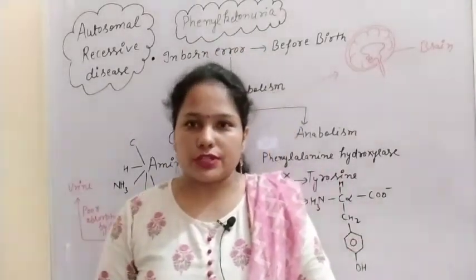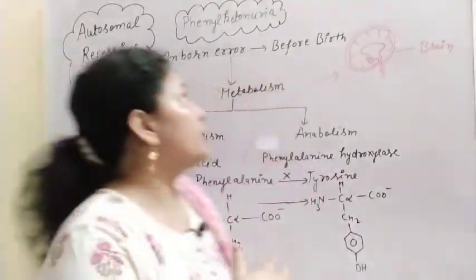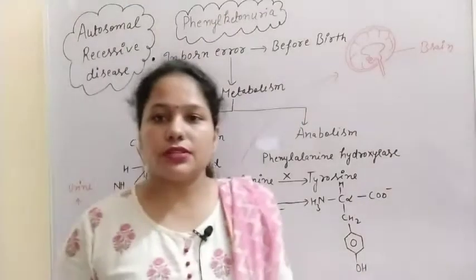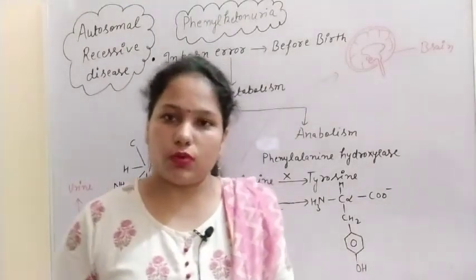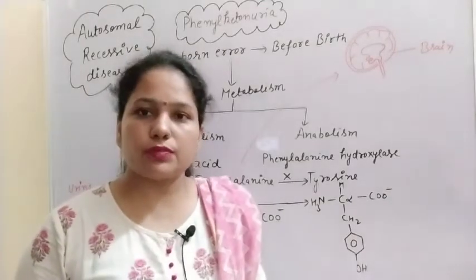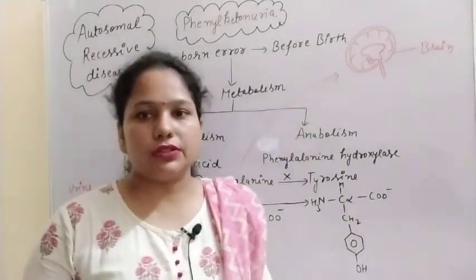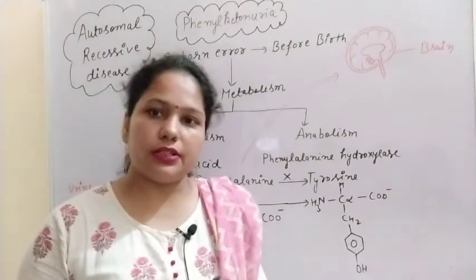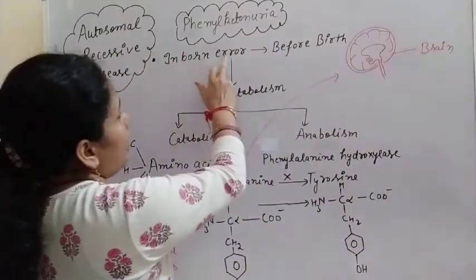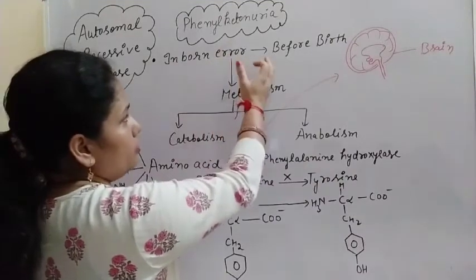Today we are going to discuss the topic phenylketonuria. So this disease is an inborn error of metabolism. Inborn error of metabolism means this disease occurs in infants before birth, and especially the error is in the metabolism.